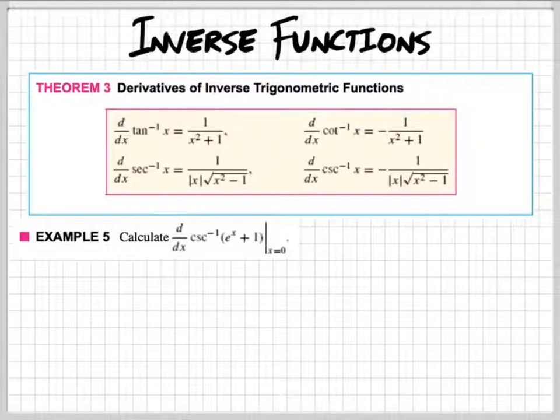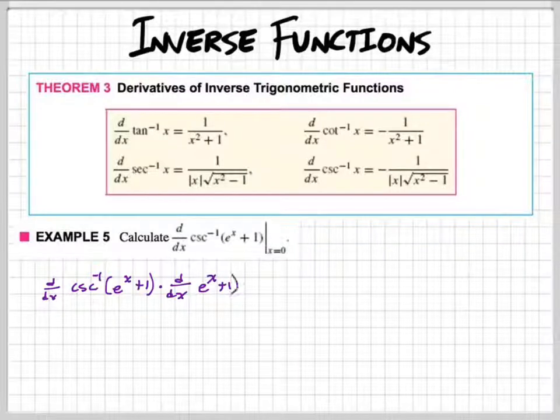Okay, so because for this one we have a function inside of a function, we have this function right here, and then we have this function right here. We have to use a chain rule. So first we have to take the derivative of the inverse cosecant. So we have the derivative of inverse cosecant, and we have inside of it e to the x plus 1. And we have to multiply this by the derivative of e to the x plus 1. And I'm going to put parentheses around that to make sure that we're taking the derivative of the whole thing.